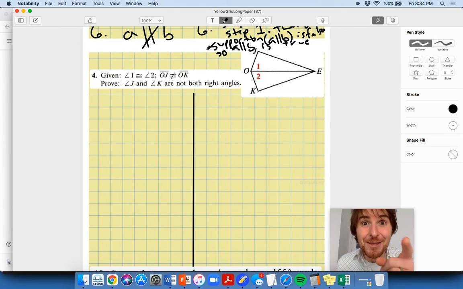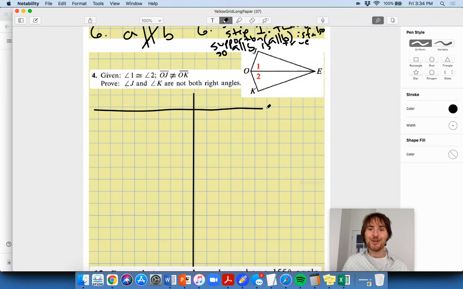Remember, you can do it as a paragraph proof: assume temporarily this is true, show that that's impossible, then you're done. Or you can do it as a 2-column proof, which is going to involve a supposition as your second step. So let's check it out here. We've got our statements and we've got our reasons.